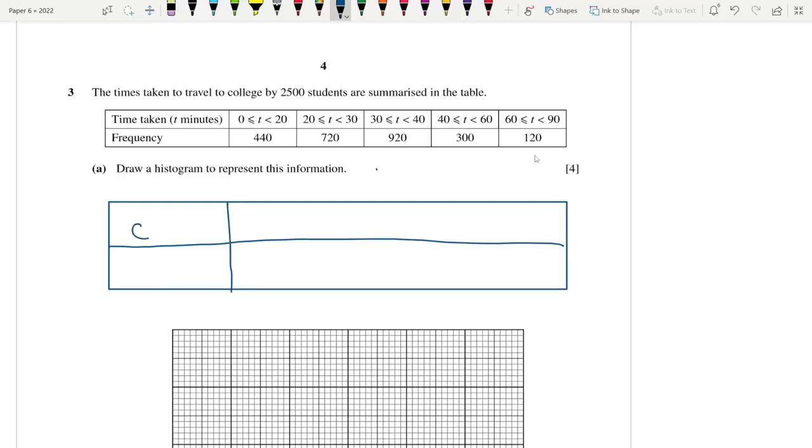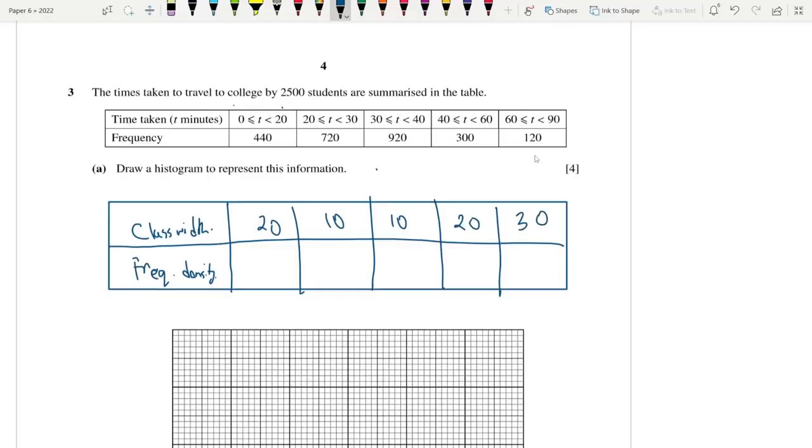So we need the class width and the frequency density. The class width is basically, if you look at the classes first, they're continuous, so it's just the upper bound minus the lower bound. 20 minus 0 is 20, 30 minus 20 is 10, 40 minus 30 is 10, and so on. 60 minus 40 is 20, 90 minus 60 is 30.